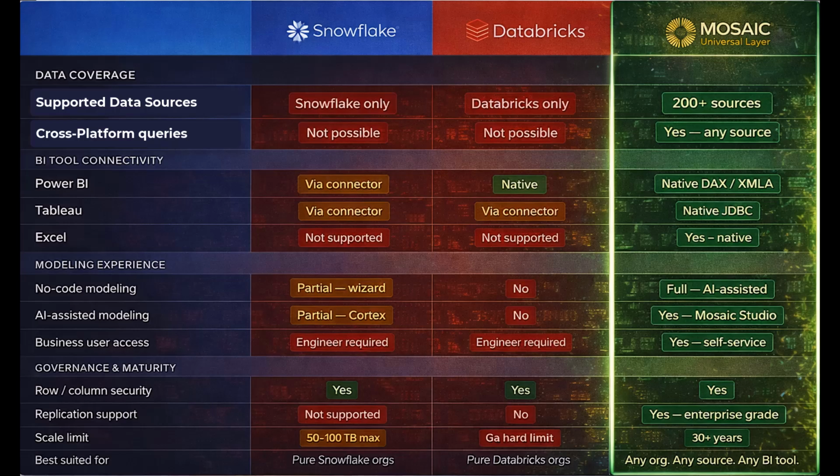So let's talk about the honest framing, right? If your organization runs exclusively on Snowflake and has no plans to expand beyond it, Snowflake Semantic View is a legitimate, simple choice, I would say. You get native integrations, zero additional tooling, a growing AI story with Cortex. Same for a pure Databricks shop. It's the same thing, right? But the moment your data landscape extends beyond one platform, and frankly, most enterprise data landscapes do, you need a semantic layer that lives above these platforms and not inside one of them.